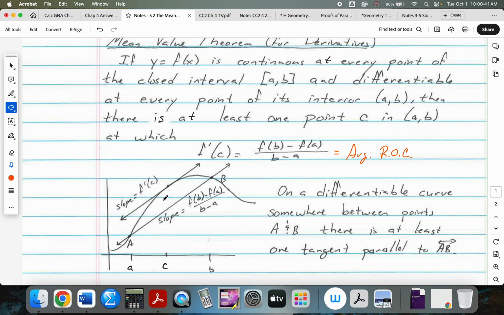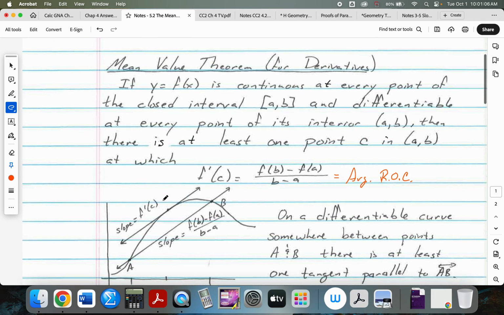Right? If you have an average rate of change, let's say you're driving someplace and you average 50 miles an hour, it makes sense that at some point, and probably more than that, but at least once, you had to be going 50 miles an hour, right? That's the idea behind the mean value theorem.